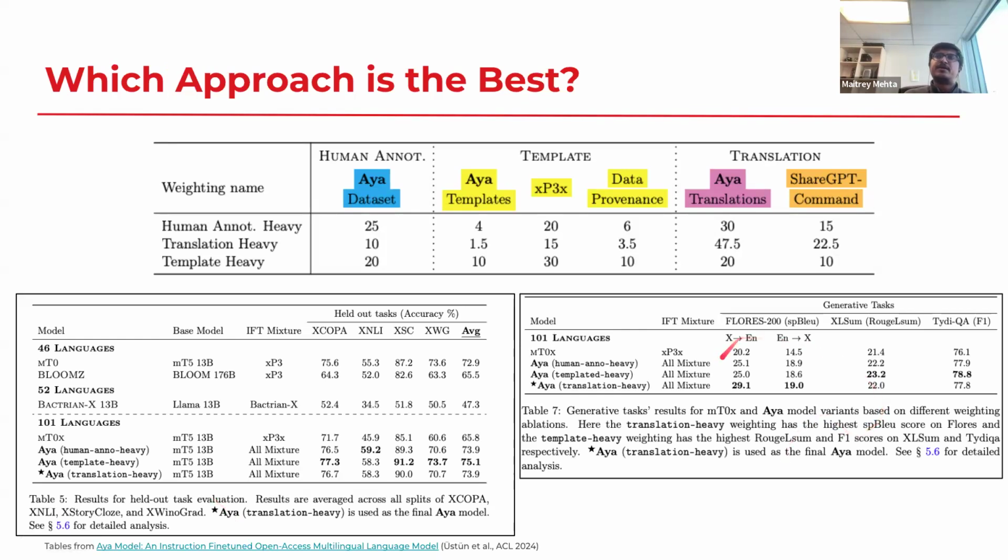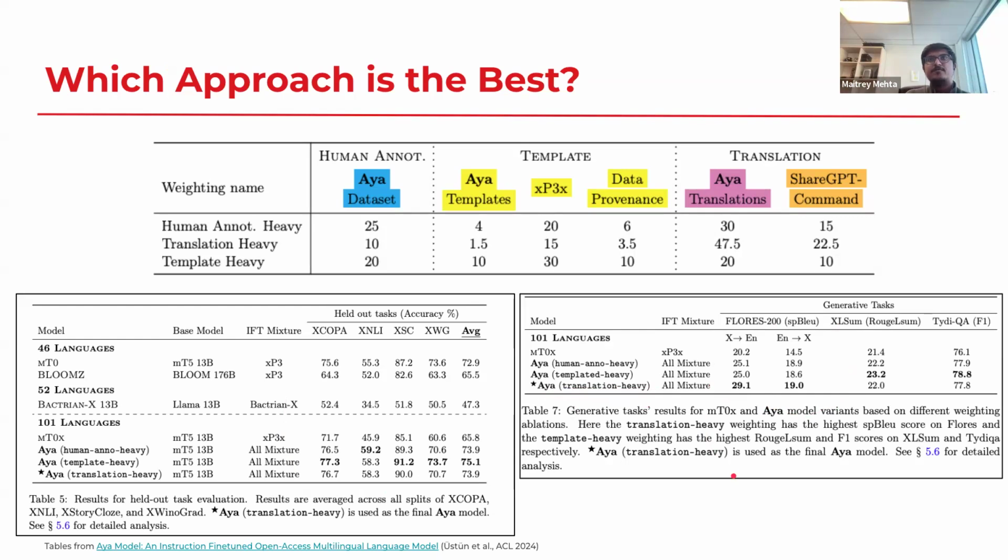And they did the same experiment for some generative tasks like translation and summarization and question answering. And they found that the translation heavy mixture performed the best of the three mixtures, right? And finally, they decided to use the translation heavy mixture. The reasoning is not really apparent in the paper, but I'm assuming it's because the translation benchmark spans 200 languages, while these discriminative tasks only span at the max 15, 16 languages.